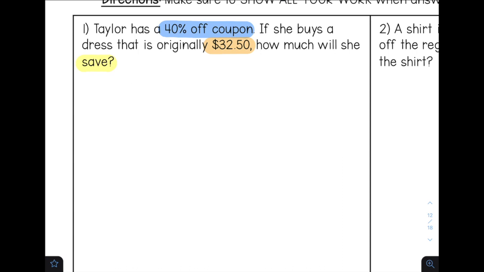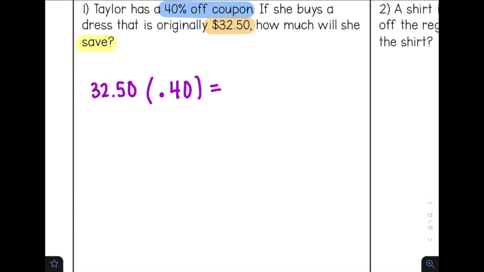So here we have an item that costs $32.50. We're just finding the amount that's being taken off. So I'm going to multiply by 40 as a decimal because that's my 40%, and I'm going to get 13. So the amount that she's going to save is $13.